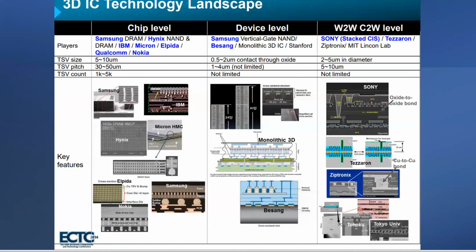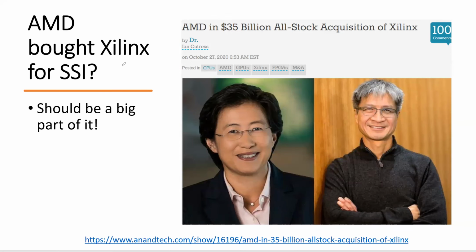And that brings the topic that, as we know, AMD bought Xilinx for $35 billion. It was all stock. This is Lisa, and this is the Xilinx boss. Why did AMD want to buy FPGA? I'm asking this question. I think one of the reasons is that their packaging, they have a lot of IP around it. I think that should be a big part of it, in addition to other concerns.